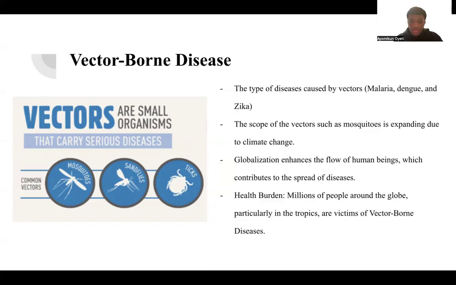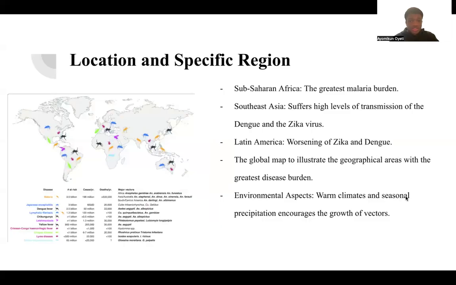The health burden: millions of people around the globe, particularly in the tropics, are victims of vector-borne diseases, not just everybody really, mostly the subtropics because they're hit by the temperature, and so they're heavily impacted by vector-borne diseases. In terms of location, sub-Saharan Africa is the region most impacted by malaria, while Southeast Asia and Latin America are mostly affected by Zika and dengue. The global map here shows how each disease is impacted and the parts of the map that it impacts the most.